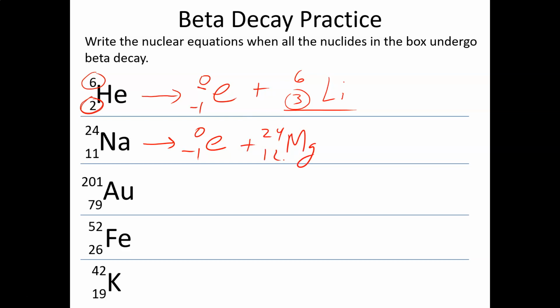Okay, so you should have gotten magnesium-24, an isotope of magnesium, for the next one. And of course that beta particle is shown here. Go ahead and do the same thing with these last 3.